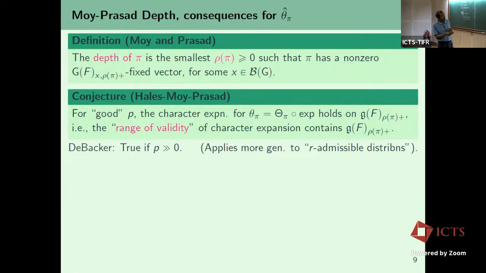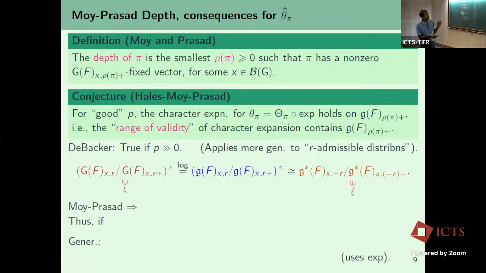Okay, and then DeBacker shows that this conjecture is true if p is sufficiently large, depending on the absolute root datum of G. And more generally, this result applies not just to characters of irreducible representations, but also to distributions which can be called r-admissible. Now the rest of this slide and the next slide are slightly technical, but the details will not be needed. I just want to point out some philosophical aspects of the strategy which will be relevant to us. So you want to study the character by testing some functions on the character distribution.